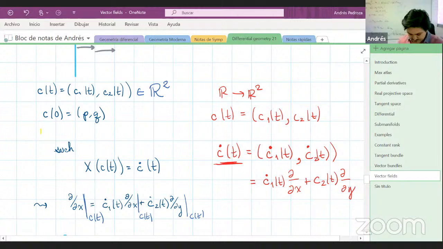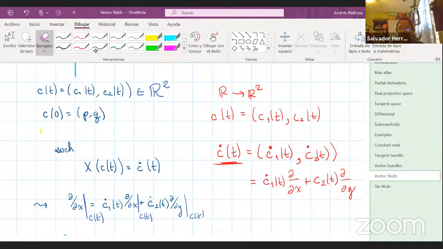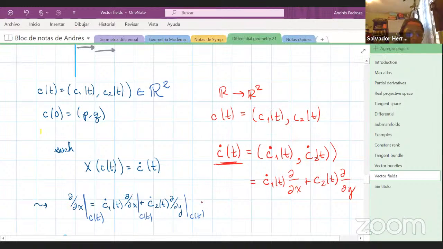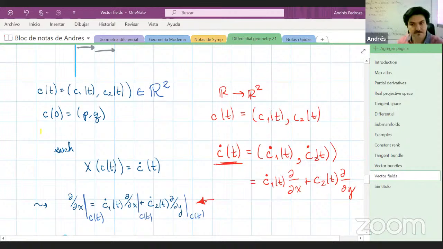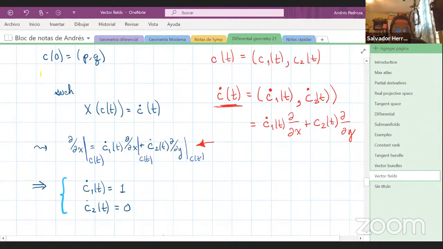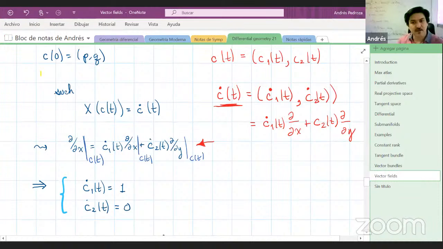Okay, so this makes sense now? Yes, it does. And now as vectors, I have to match up each entry, the corresponding entries. And that's how we get this system of equations.